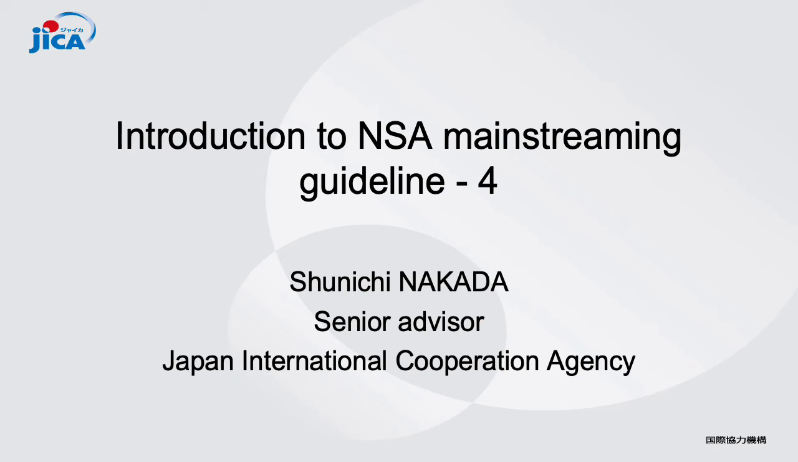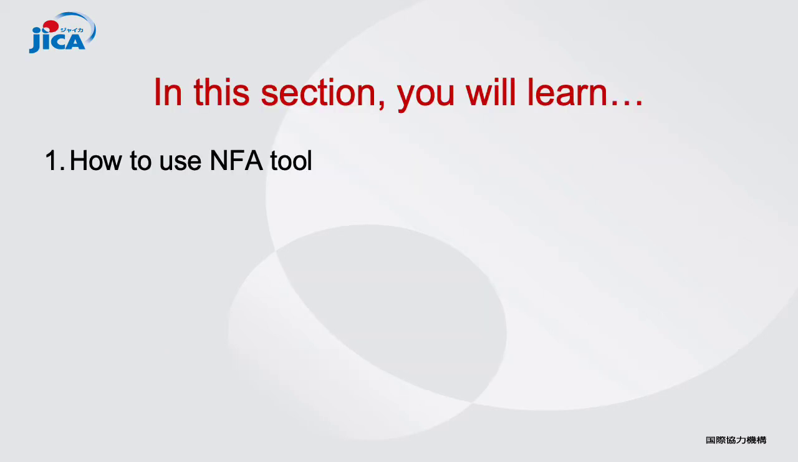Introduction to NSA Mainstreaming Guideline, Session 4. In this section, I'm going to explain 3 points. First, selection criteria of nutrition-dense food. Second, example of calculation of nutrition value. Third, introduction of NFA tool.